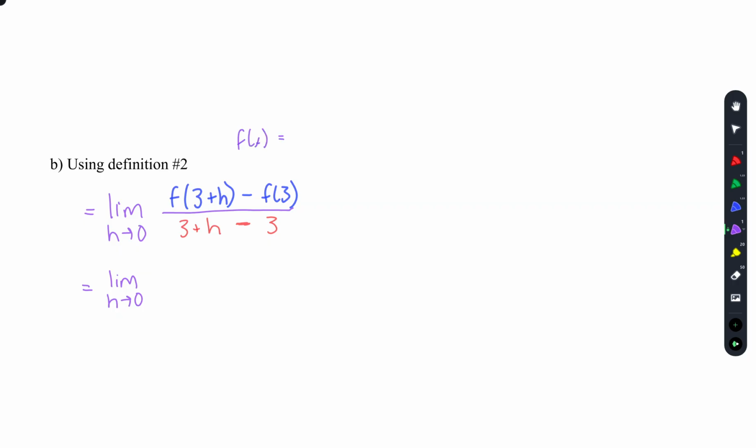I don't want to keep scrolling up, so I'm going to read, what was it again? 3x squared minus x. Okay, so I'm going to plug in 3 times 3 plus h squared minus 3 plus h. I'll do this. That's like the f of 3 plus h right now. Is everyone good with that?